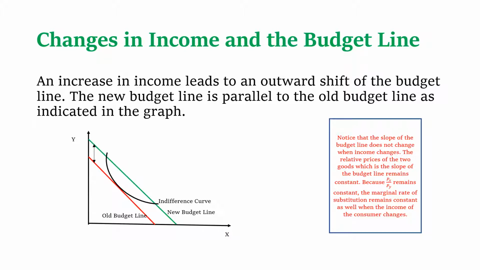So remember that if the income of the consumer changes, it is not going to affect the slope of the budget line. The slope of the budget line remains unchanged. The slope of the budget line does not change when the income of the consumer changes. The budget line, however, shifts either outward if there is an increase in income or inward if there is a decrease in income.